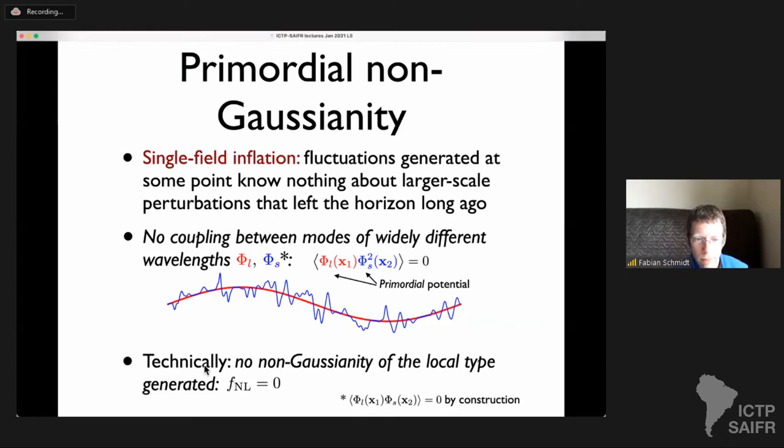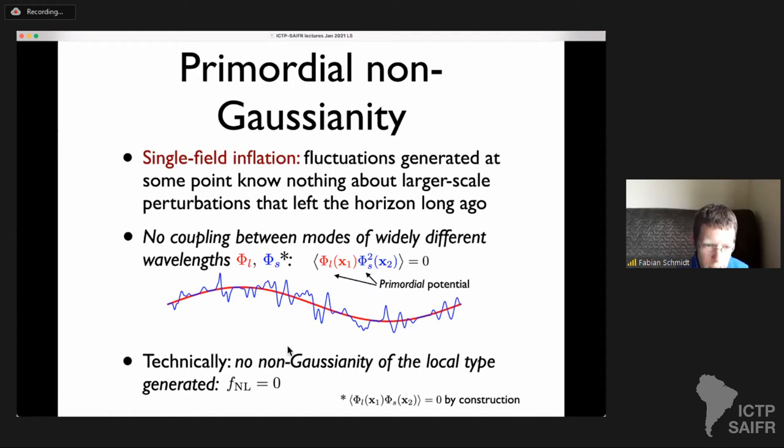So what does this mean? Consider a long wavelength perturbation, right? The small scale perturbations add on top of that. And in the case of no coupling between long and short wavelength modes, the statistics of the small scale modes here and here are exactly the same, right? So they have different random fluctuations, but the typical amplitude here and here is exactly the same. This changes if you have mode coupling, which we call primordial non-Gaussianity of the local type.